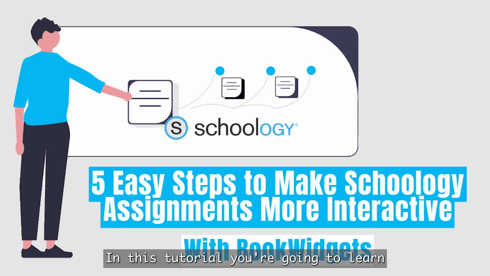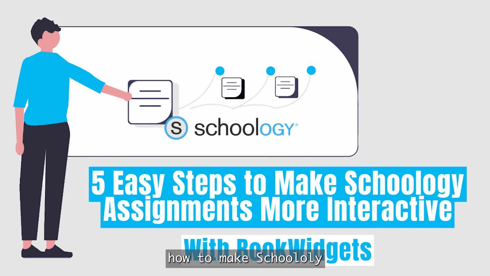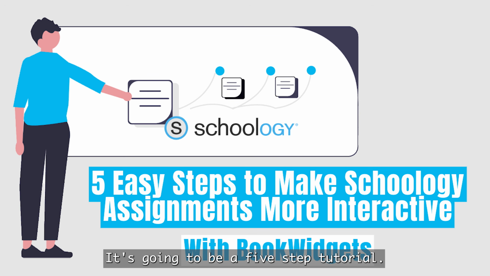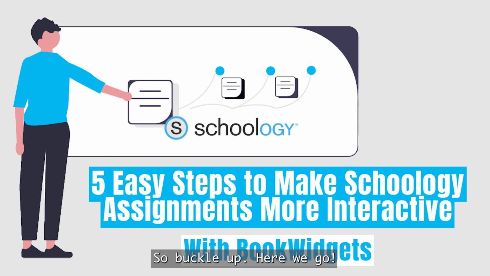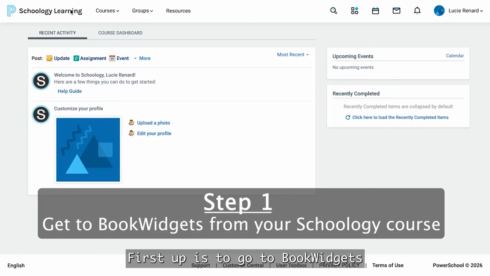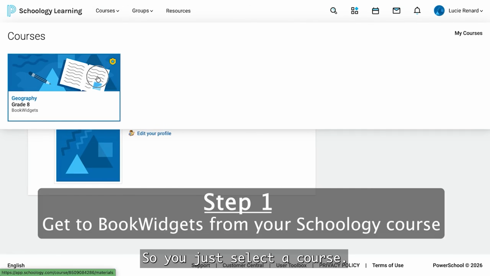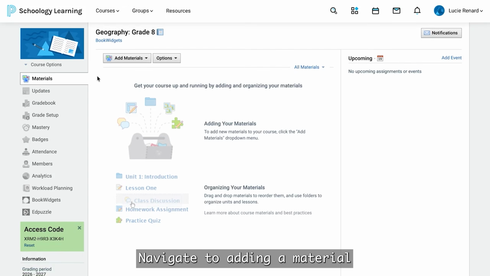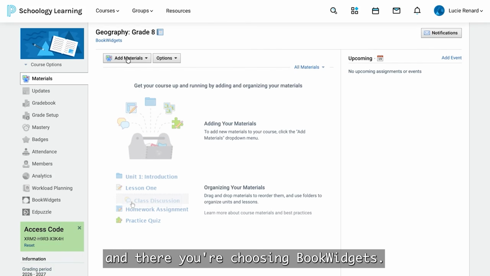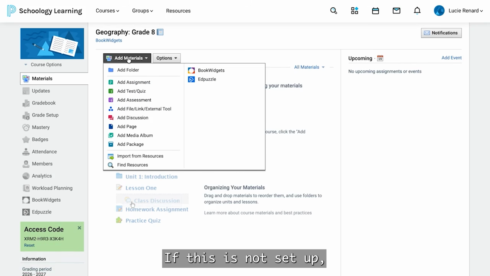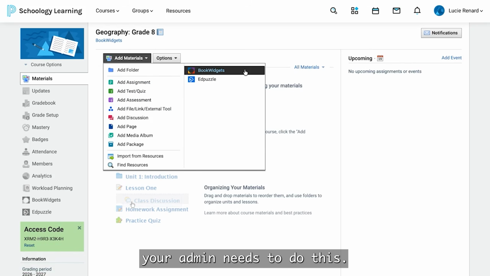Hi everyone, in this tutorial you're going to learn how to make Schoology assignments more interactive with BookWidgets. It's going to be a 5-step tutorial, so buckle in, here we go. First step is to go to BookWidgets through a Schoology course. So you just select a course, navigate to adding a material, and there you're choosing BookWidgets. If this is not set up, your admin needs to do this.